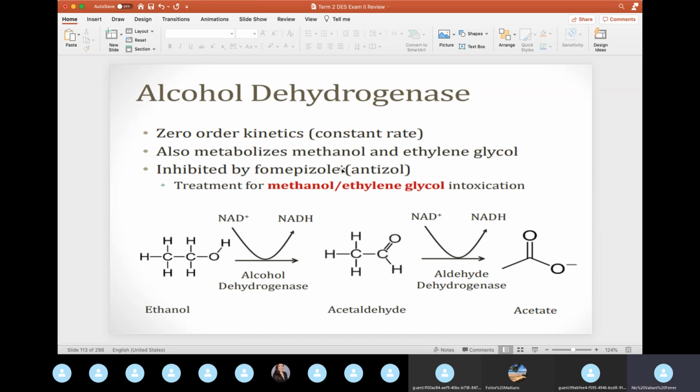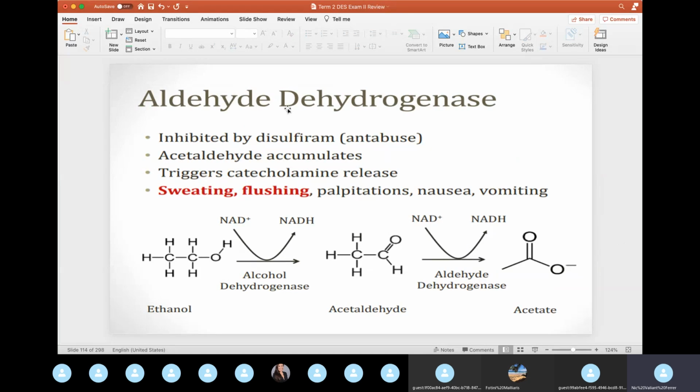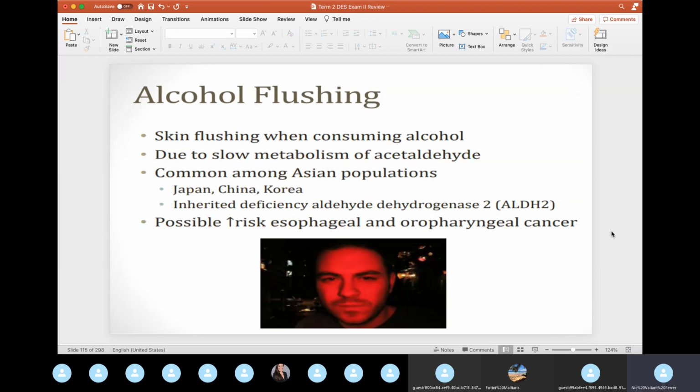As I've said, alcohol dehydrogenase is there. Fomepizole is the treatment for methanol and ethylene glycol intoxication. Aldehyde dehydrogenase, disulfiram, this is the Antabuse. What happens if aldehyde dehydrogenase is gone? Acetaldehyde accumulates, so it triggers catecholamine release. You have sweating, flushing, palpitations, nausea, and vomiting.